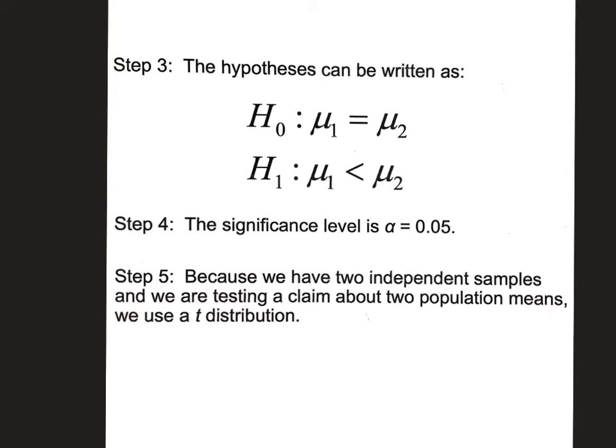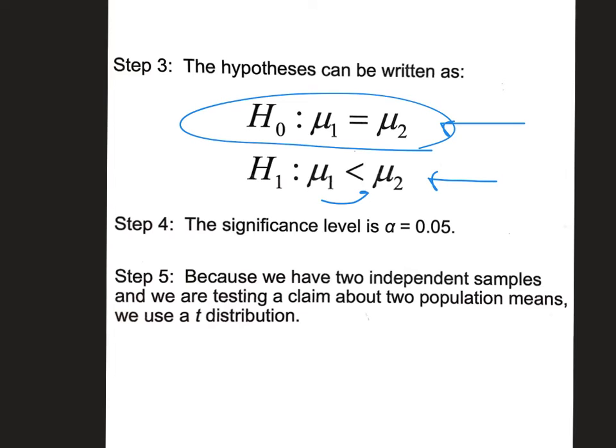Just like we did with proportions, this is always going to be our H0: mu from sample 1 or population 1 is equal to mu 2. That's always going to be it. We're going to assume that the two means are equal. Now, because the claim is that blue enhanced, we're expecting the red to be less than the blue. So that's how I'm going to write that there, less than, and the significance level is 0.05. And because we're doing mu's, we're going to use a t-distribution.